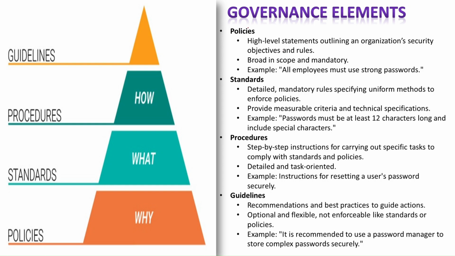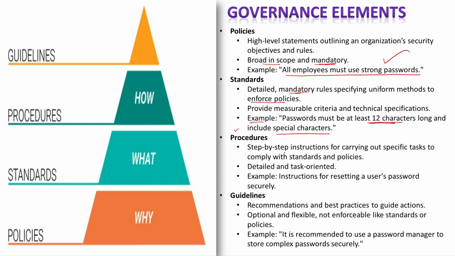So again, the governance elements, this is just like a summary slide. So policies are high-level statements outlining an organization's security objectives and rules, and they are broad in scope and mandatory. For example, all employees must use strong passwords. Standards are detailed mandatory rules specifying uniform methods to enforce policies, providing measurable criteria and technical specifications. Example, passwords must be at least 12 characters long and include special characters.